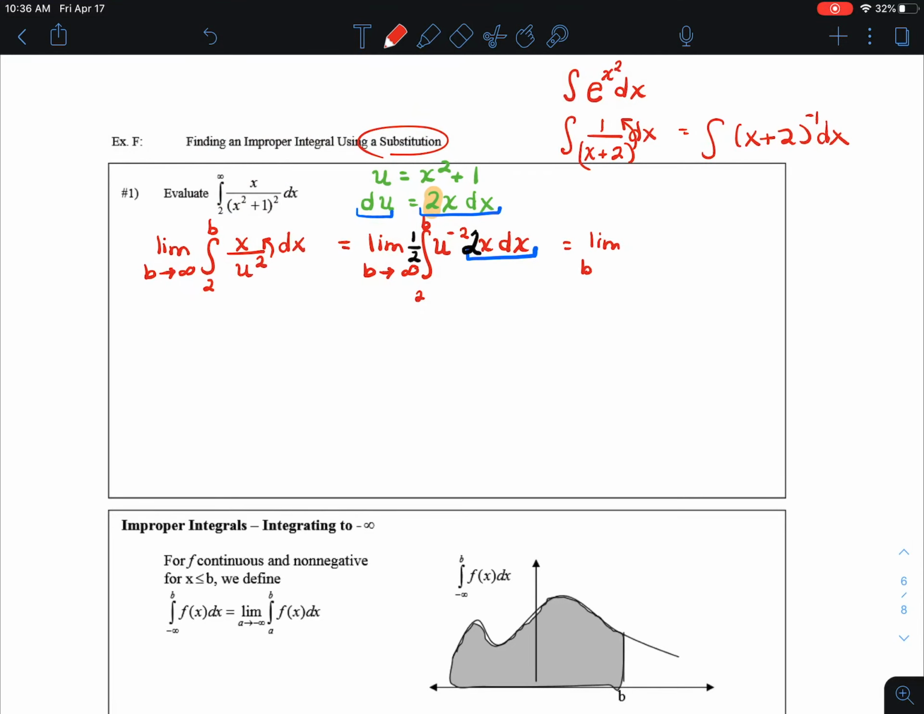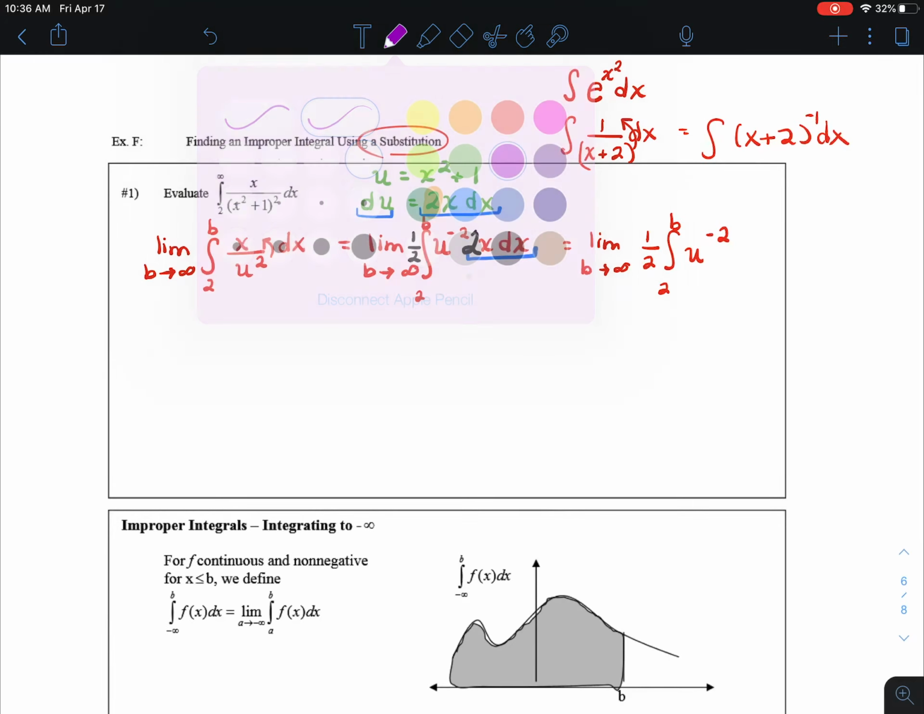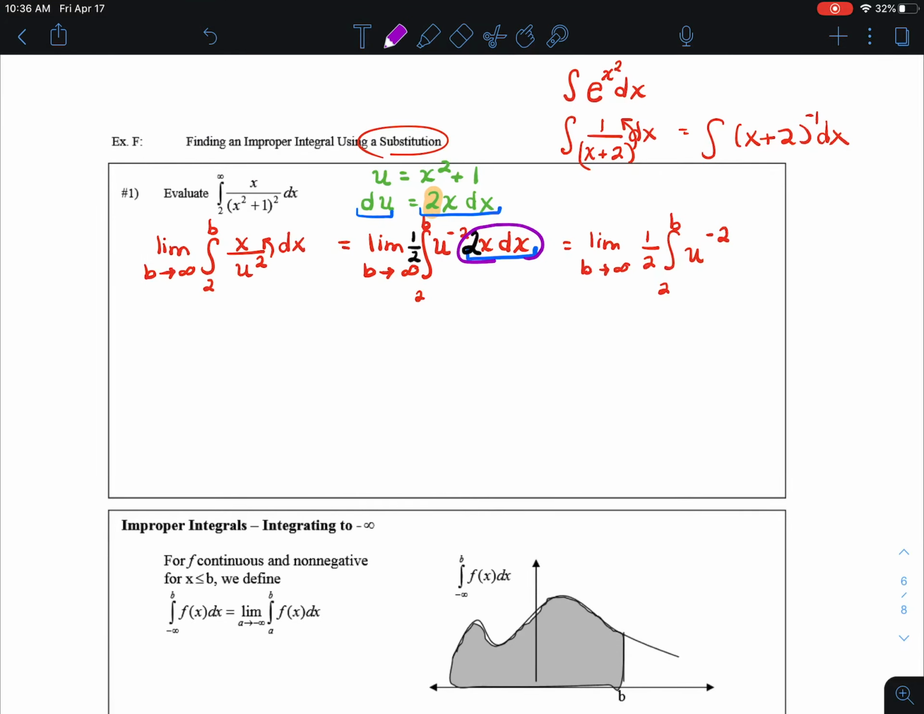Okay, so let's go ahead, copy down your limit notation. We have that 1/2 now placed out in front. We have the u to the negative second, but now I'm going to replace all of this with a du, because up here it says a du is equal to a 2x dx. Okay, now I'm in a good spot that we can go ahead and perform the actual integration.